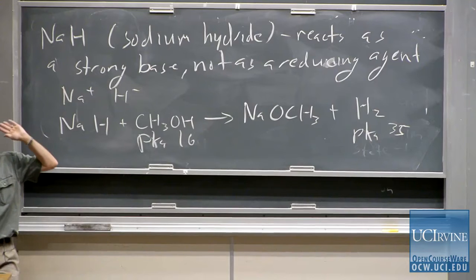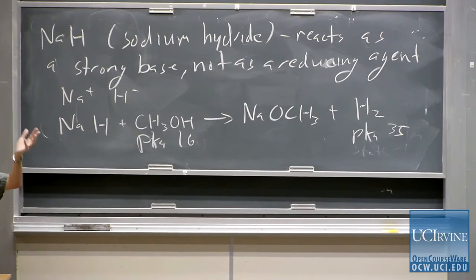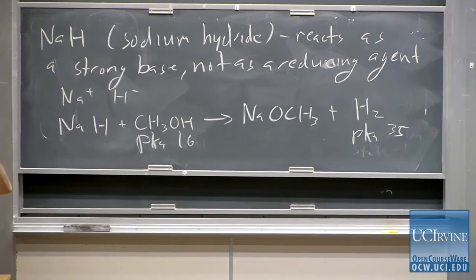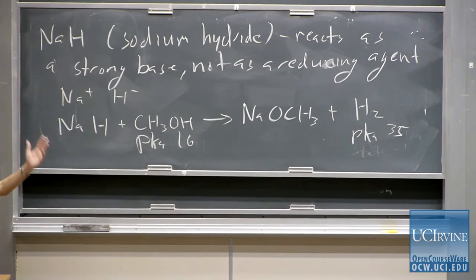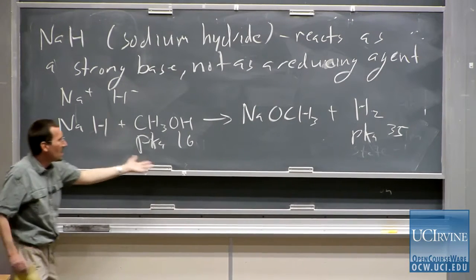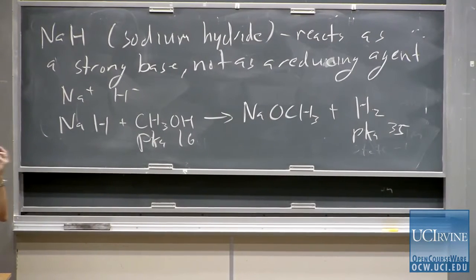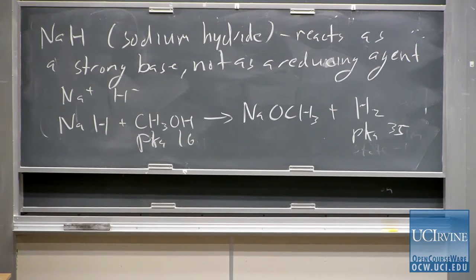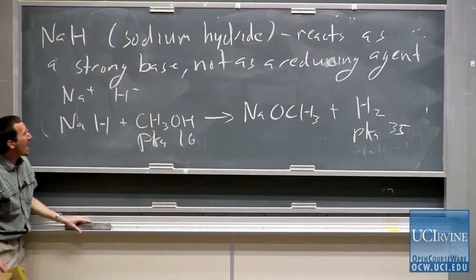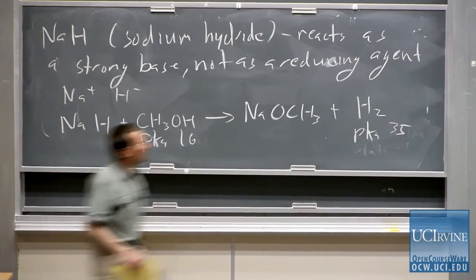So that reaction, I won't even write it as an equilibrium. That reaction lies way, way, way to the right. pKa of 35, pKa of 16, difference of 19. If I were to write an equilibrium constant, it would be 10 to the 19th, just massively on the right. So that reaction ends up reacting as a base.